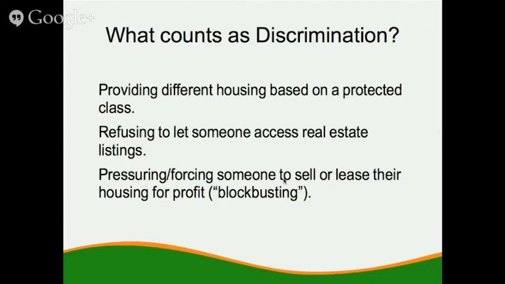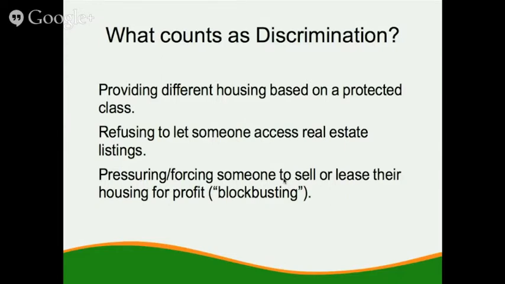So refusing to let somebody access real estate listings. I mention this because it's in the law. It's less relevant to co-ops, but what is relevant to co-ops is that you should make sure that you show somebody all of the different rooms that are available so that somebody can't feel like you had deliberately steered them to look at only certain rooms.